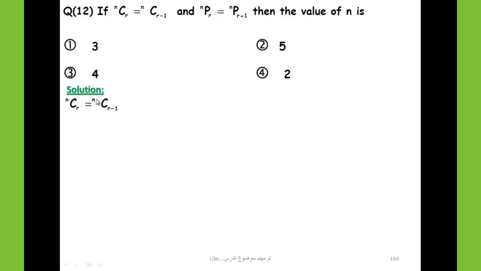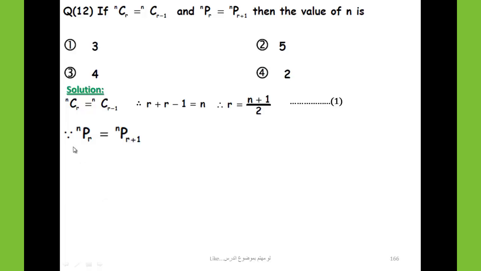Again, if nCr equals nC(r minus 1), we have two cases. r equals r minus 1, and this is impossible, or r plus r minus 1 equals n. So we use the second relation, r plus r minus 1 equals n, and r equals n plus 1 over 2. Because r plus r is 2r, 2r minus 1 equals n. So r equals n plus 1 over 2. This is equation 1.